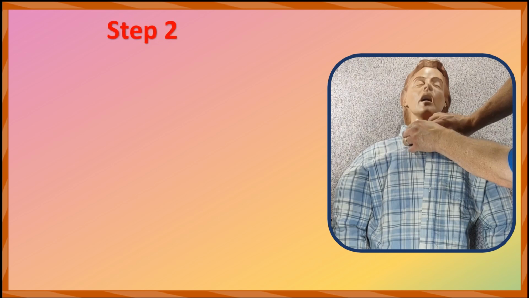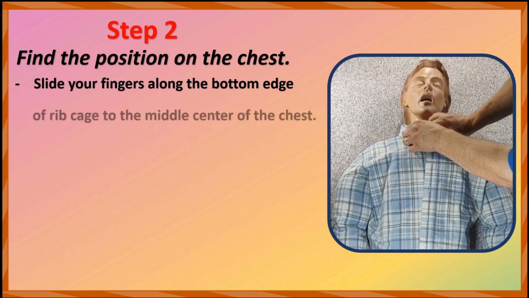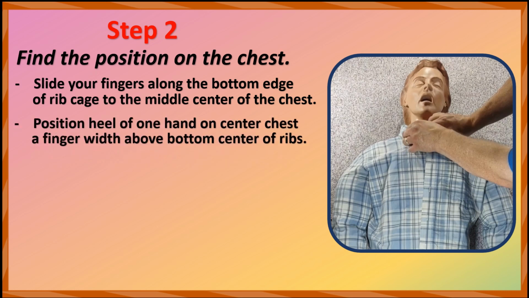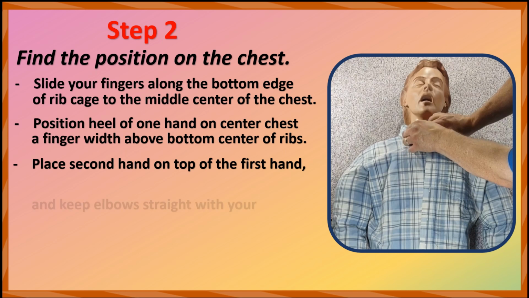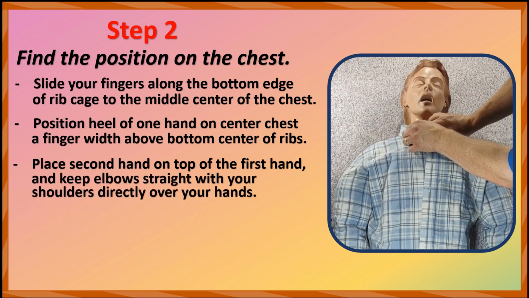Step 2. Find the position on the chest. Slide your fingers along the bottom edge of the rib cage to the middle center of the chest. Position the heel of one hand on the center of the chest, a finger width above the bottom center of the ribs. Place the second hand on top of the first hand, and keep elbows straight with your shoulders directly over your hands.